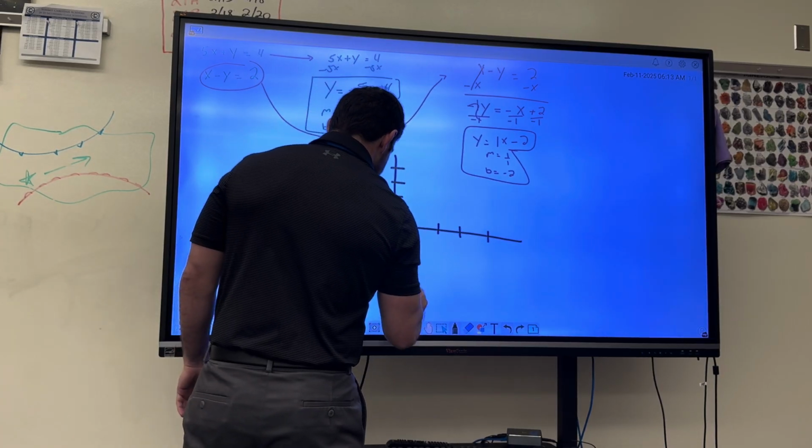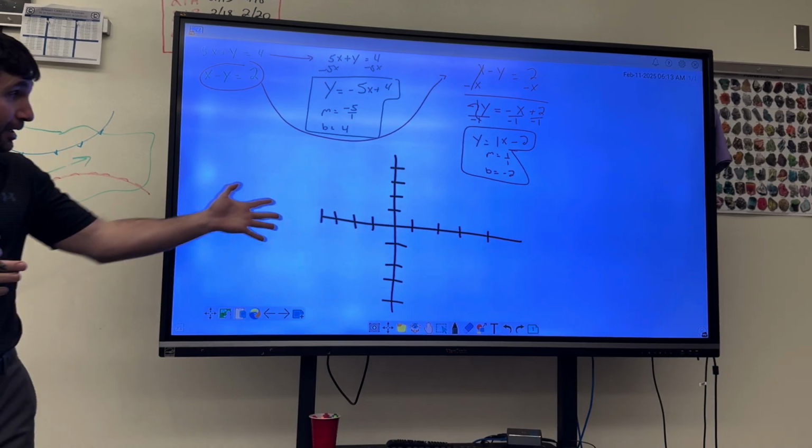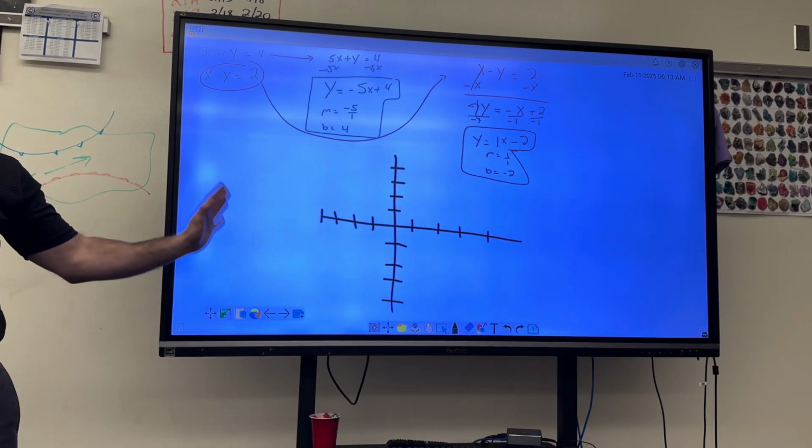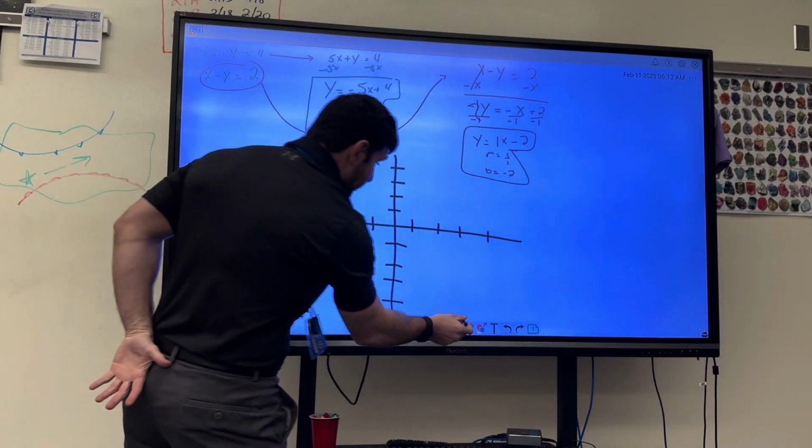Now, this is another reason why graphing's not great for me. You guys have graphs, you have your rulers. Mine is handmade. Is this a perfect graph like yours? No, so mine might be off a little bit. I'm relying on you to help me. So I'm going to graph my green equation first.